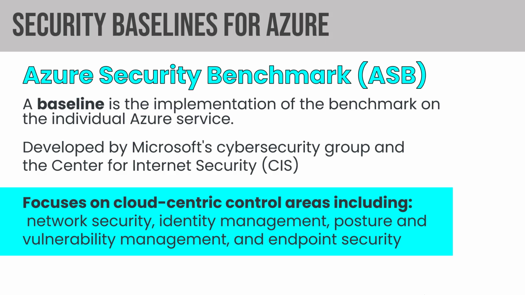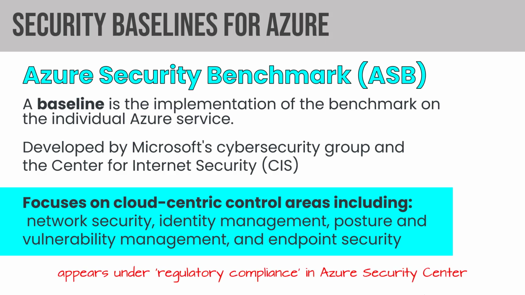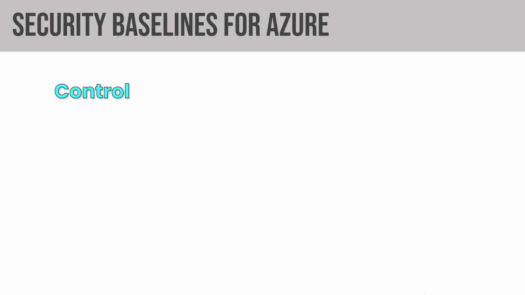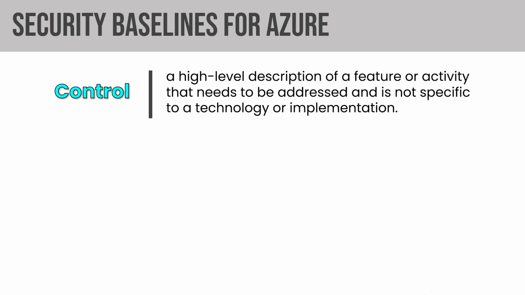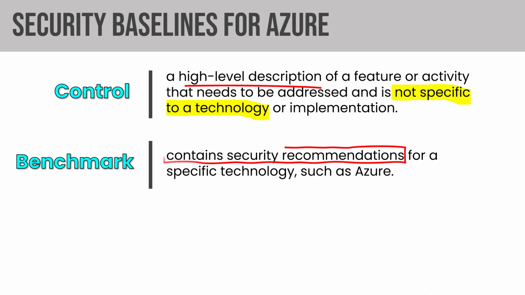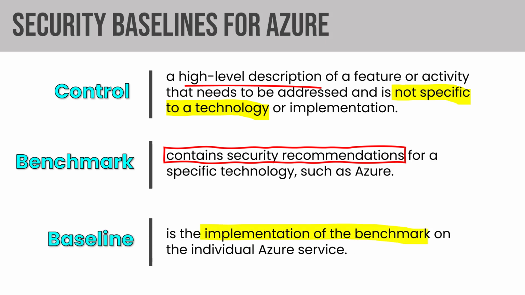Now, when we look at that Azure Security Benchmark feature, it appears under regulatory compliance in Azure Security Center. So you'll see some terms you want to be familiar with. A control is a high-level description of a feature or an activity that needs to be addressed. It's not specific to a technology. You have a benchmark, which contains security recommendations for a specific technology. So it takes that control and translates it to something technologically specific. And then we have a baseline, which is an implementation of the benchmark. So to state that another way, a control is expressed as a benchmark. A benchmark is implemented through a baseline.